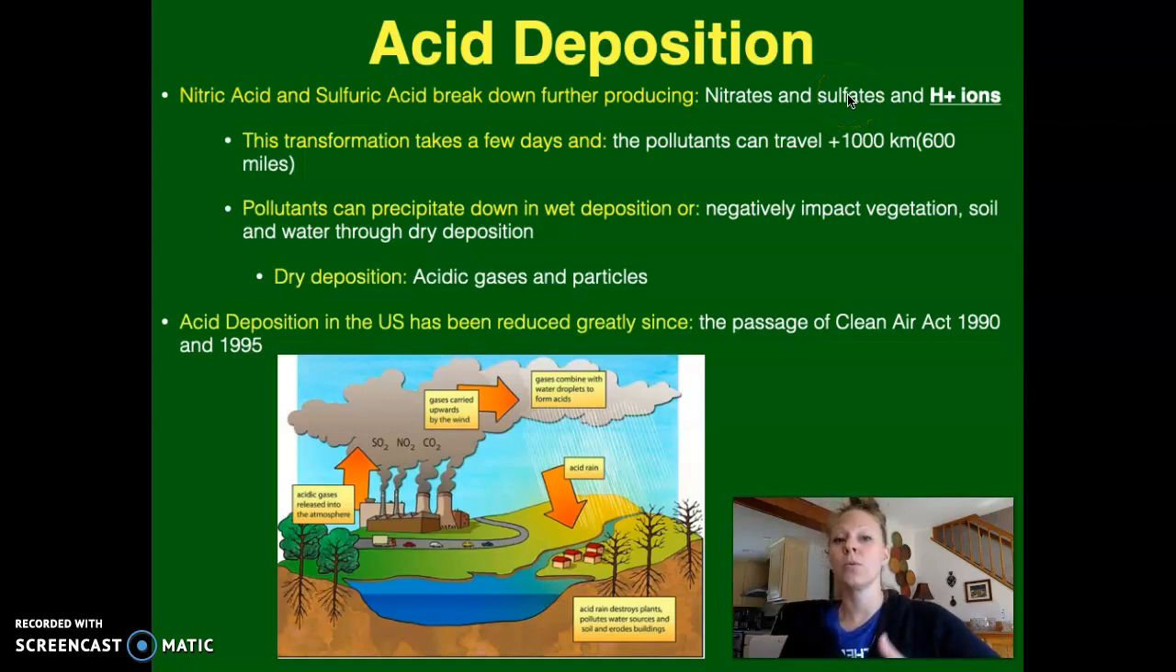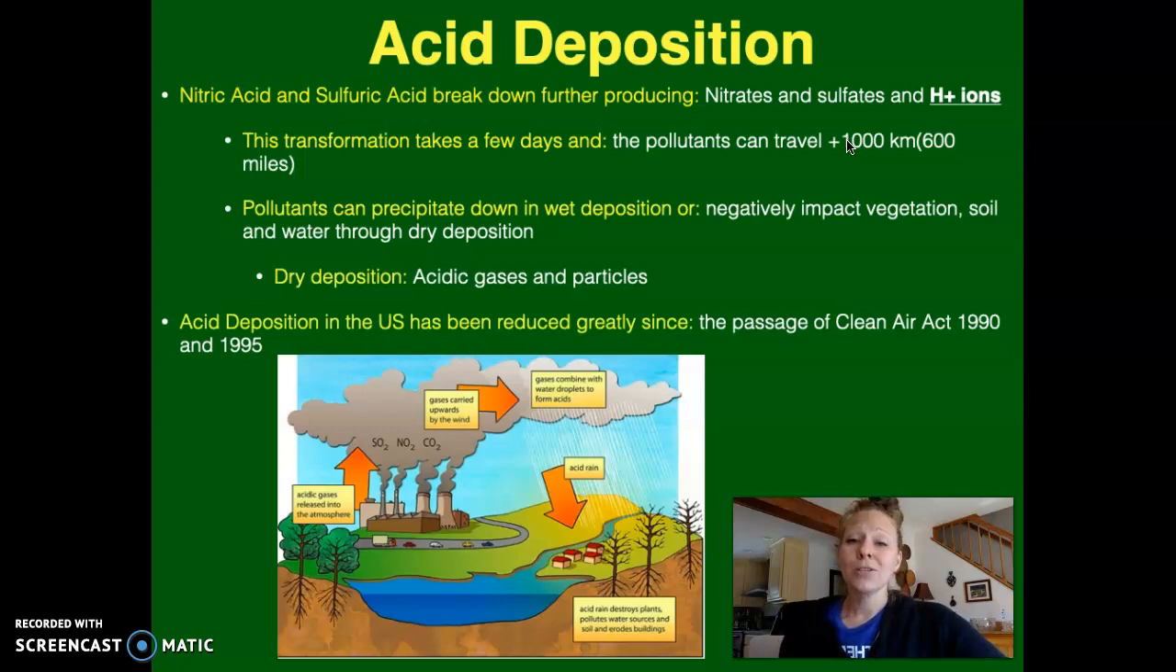So what happens when we add more nitrogen or sulfur into our water? We have problems, because we're going to increase the amount of nutrients, causing eutrophication. But then we also release hydrogen ions, causing the entire environment to be acidic, because we know that the addition of hydrogen ions in water or in an environment is going to increase the acidity. And so the transformation takes a few days, and the pollution can travel over 1,000 kilometers or 600 miles.